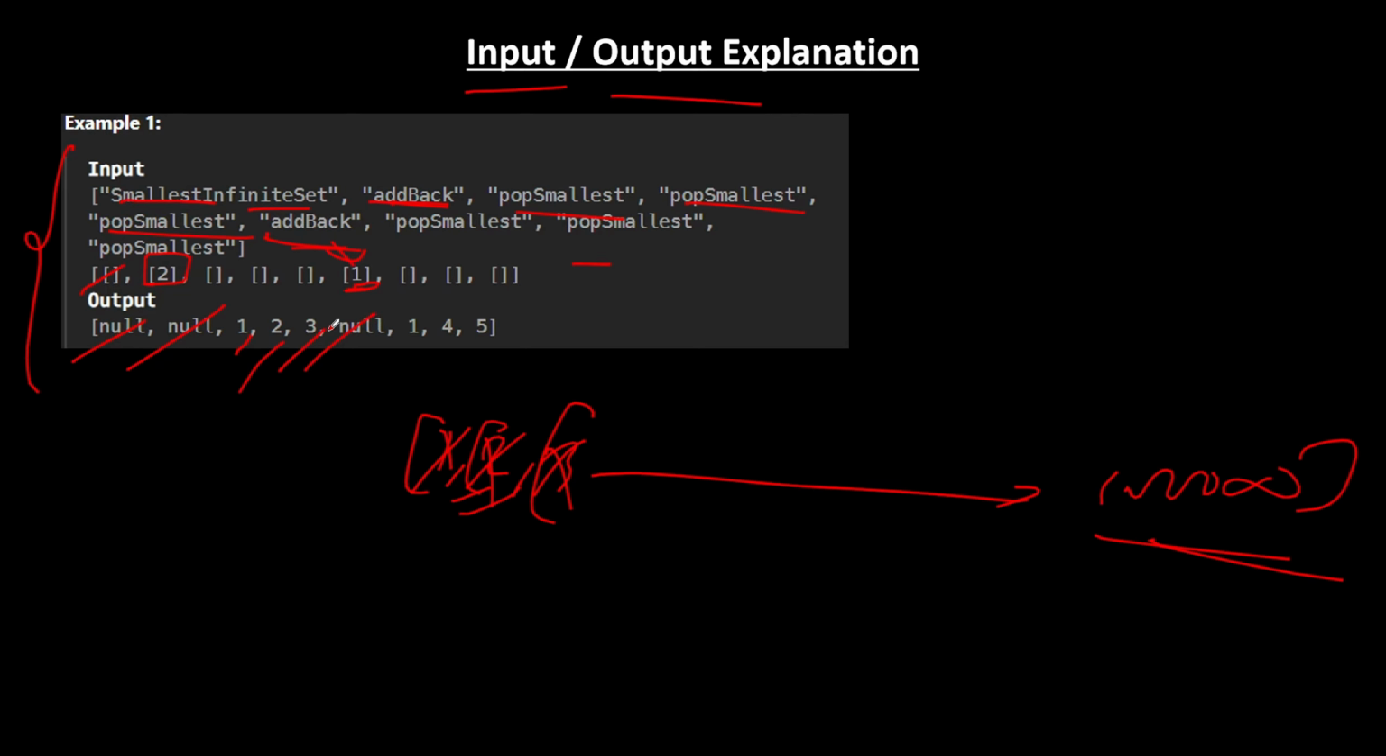It will return null because we're not popping out anything, we're adding it. Okay. So again, we will have 1, and since we have popped 3 already, for 4 to infinite it goes now like this. So when you do pop smallest again, what will you get? You will get 1, correct? Then again, pop smallest, you will get 4. Again, pop smallest, you will get 5.